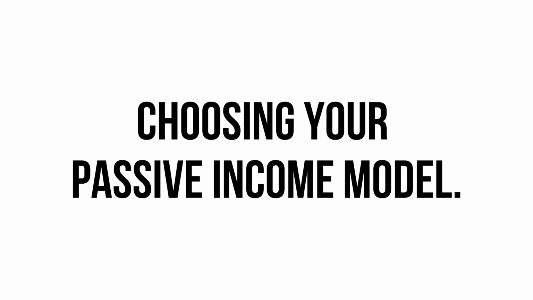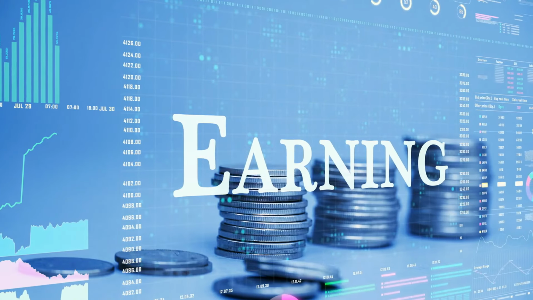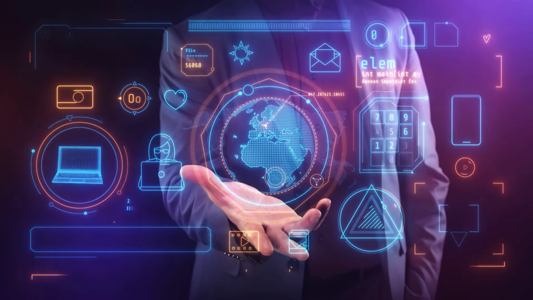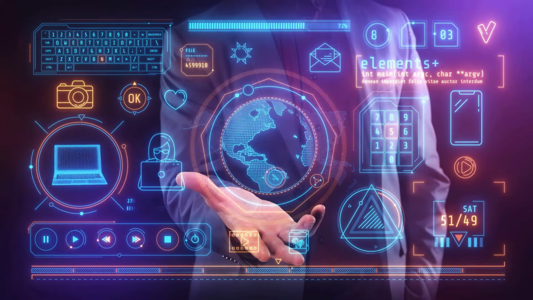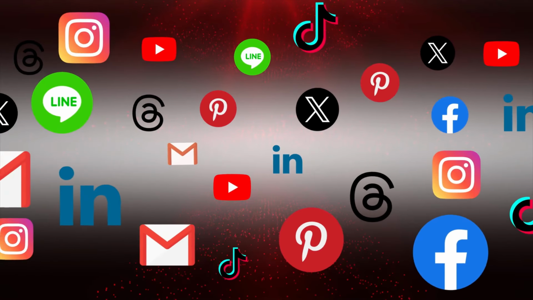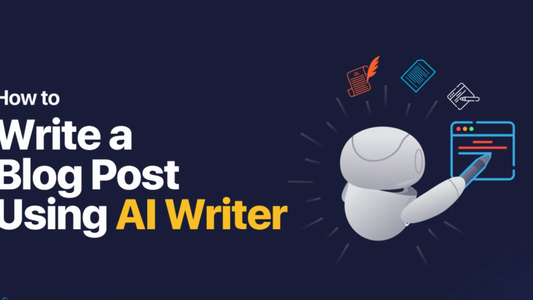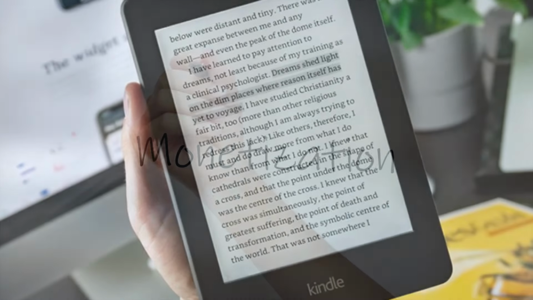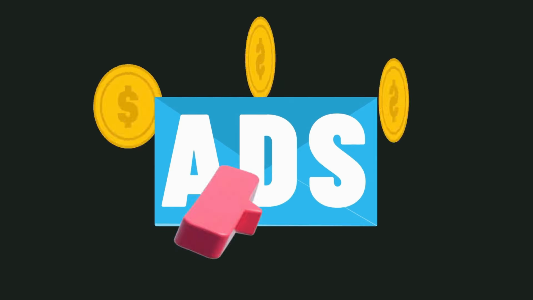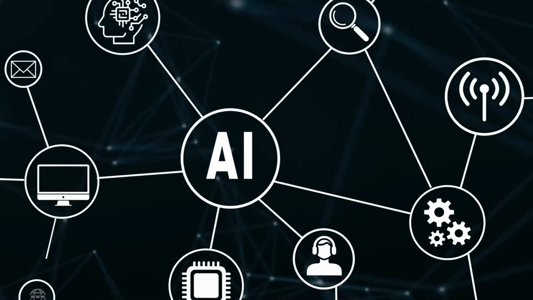Choosing your passive income model. The first step to earning passive income with AI is selecting the right model for your skills and goals. There are several effective options that require no coding or experience. You can create content such as blogs, newsletters, or ebooks, and monetize them with ads, subscriptions, or affiliate marketing.